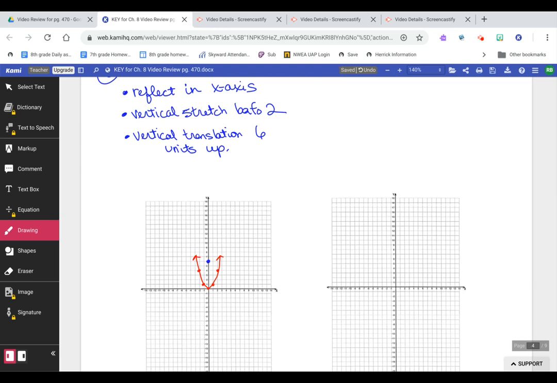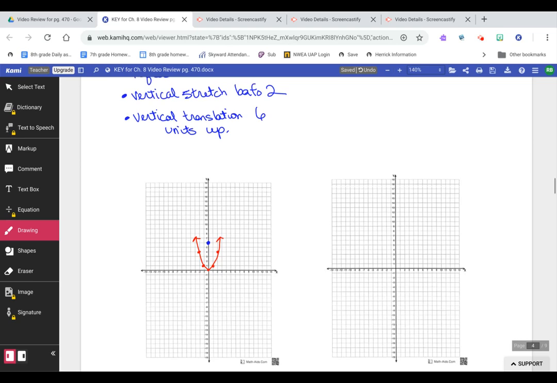I'm going to concentrate on the vertex. It will now be at 0, 6. And instead of going to the right 1, and if we're going to reflect on the x-axis, instead of going down 1, we're going to go right 1 and stretch that by 2. So multiply your vertical movement by 2. So over 1, down 2. It'll be symmetrical on the other side.